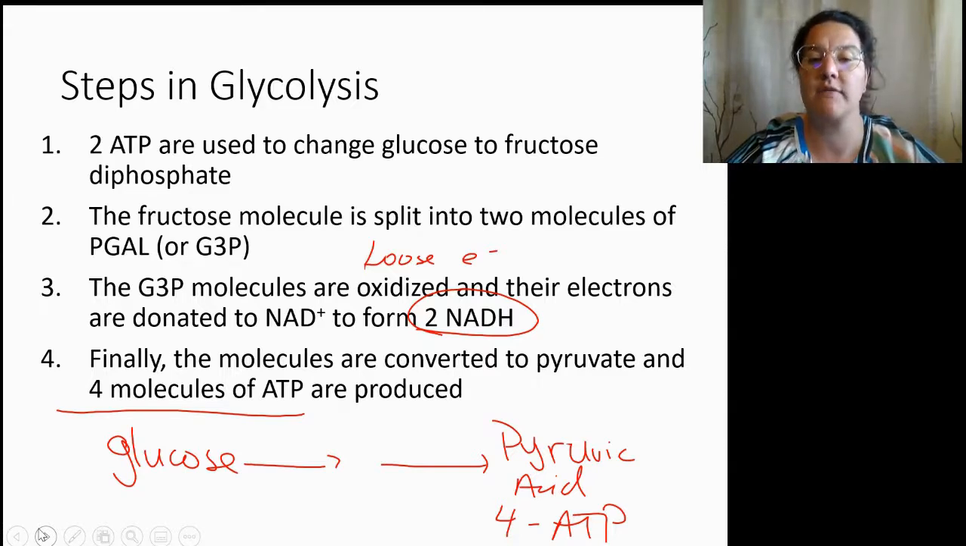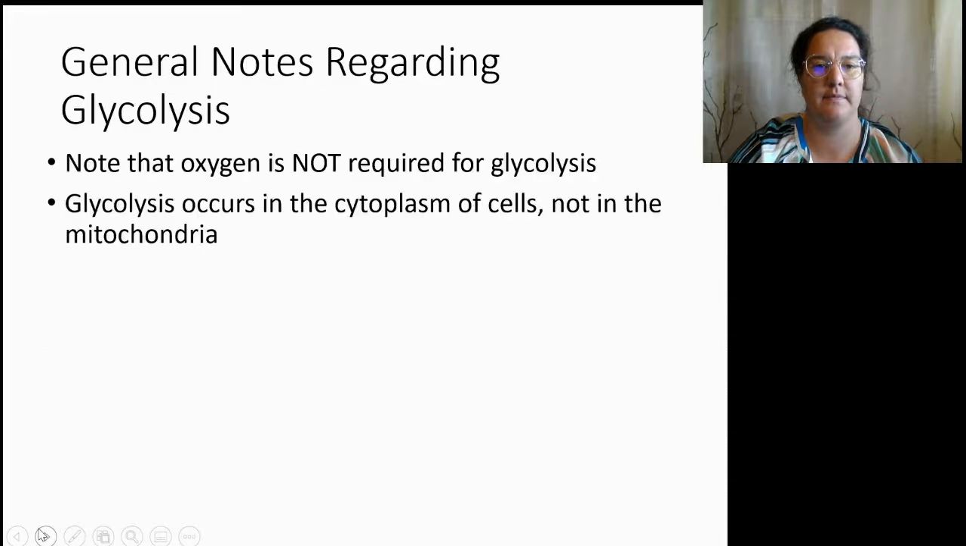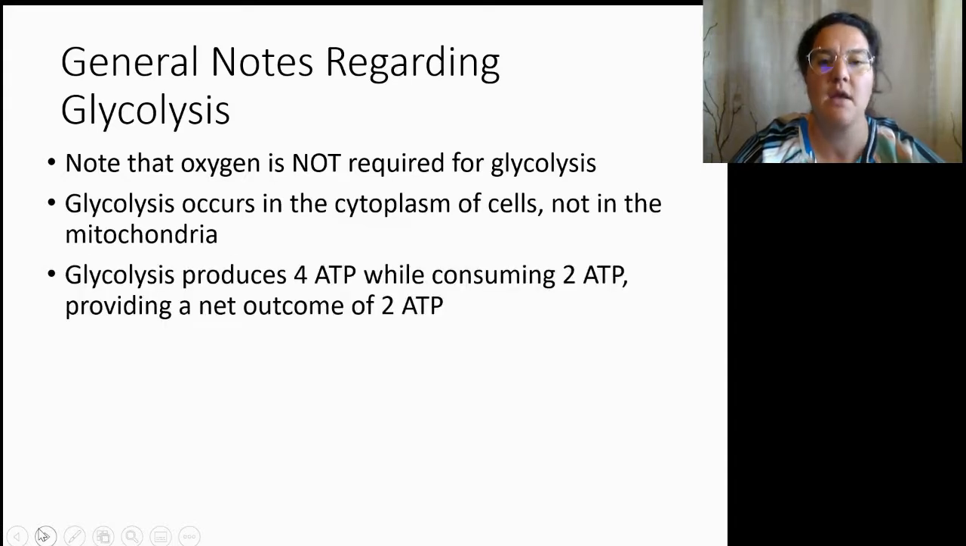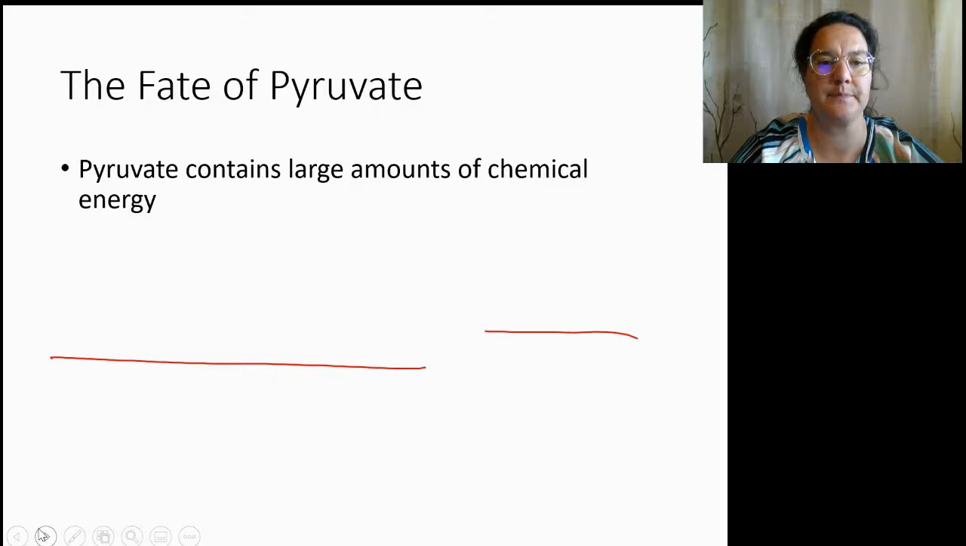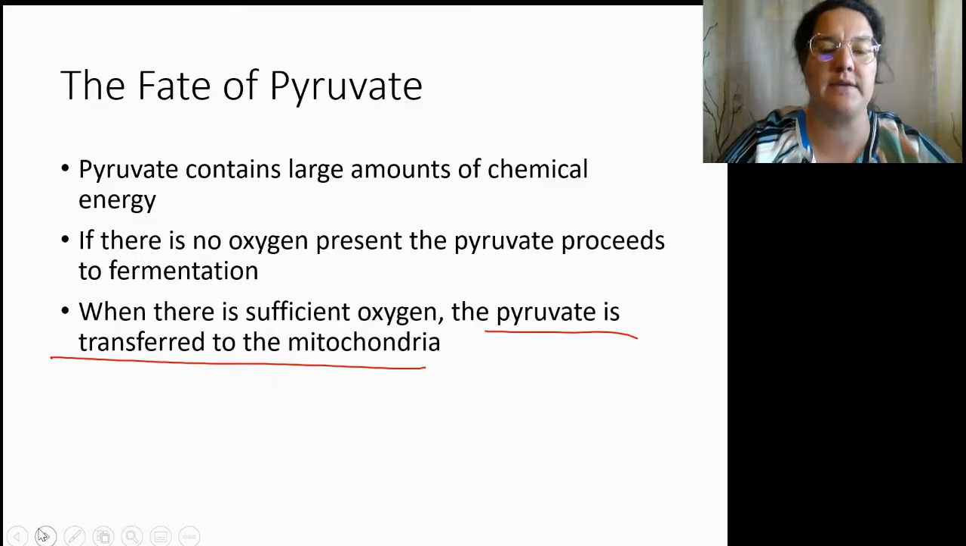Finally, the molecules are converted to pyruvate and four molecules of ATP are produced. So in glycolysis, we have two NADHs produced and four ATP, as well as pyruvic acid. Oxygen is not required for glycolysis, and it occurs in the cytoplasm of cells, not the mitochondria. It produces 4 ATP while consuming 2 ATP for a net outcome of 2 ATP. 2 NADH molecules will also be produced, as well as that pyruvate.